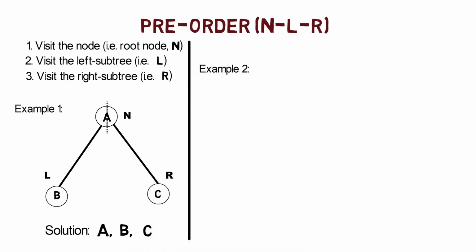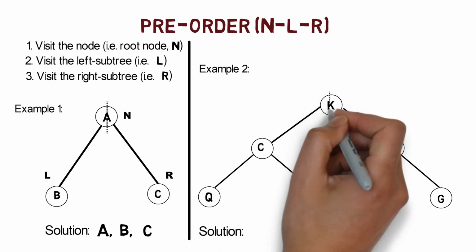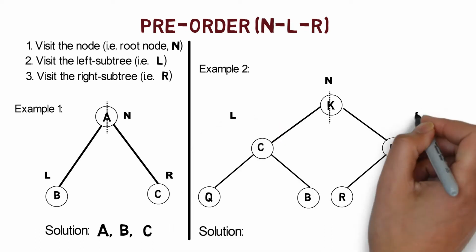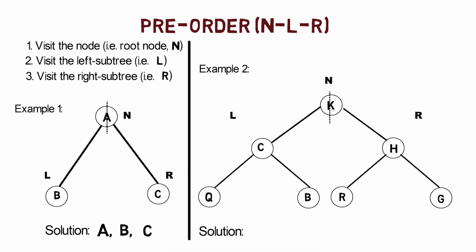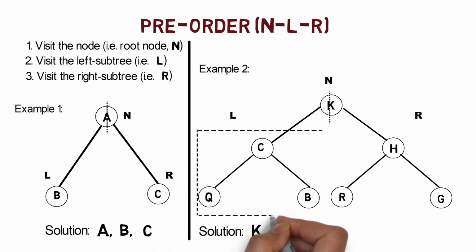Let's consider this tree and traverse it. Looking at this tree, our root node is K. Then we have our left subtree and our right subtree respectively. So we put down K since we are required to first visit the root node before visiting the left subtree. All right. When we move to the left side of K, there is another subtree. Now let's focus on that.